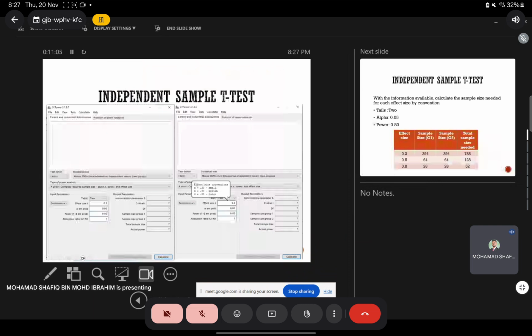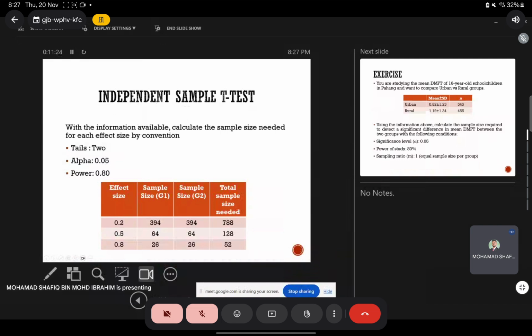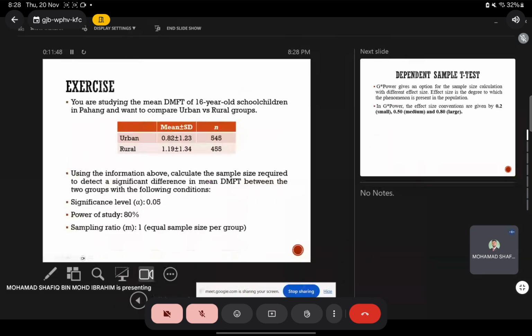So for the independent t-test, it is the same as well. These are the effect sizes by convention: 0.2, 0.5, 0.8. With the allocation ratio, if you want to have equal samples across the two groups. As you can see, the lower your effect size, the bigger the sample size will be. For example, for 0.2 you need at least 394 per group, with a total of 788. Okay, so that will be for the independent sample t-test.